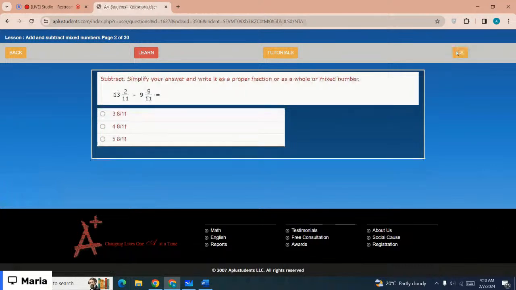Subtract 13 whole 2 over 11 minus 9 whole 5 over 11. You can subtract their whole portion, 13 minus 9, but just look at their fractional part, that's 2 over 11 minus 5 over 11. You cannot do 2 minus 5 because 2 is smaller and 5 is greater. You need to break down 13 whole 2 over 11.